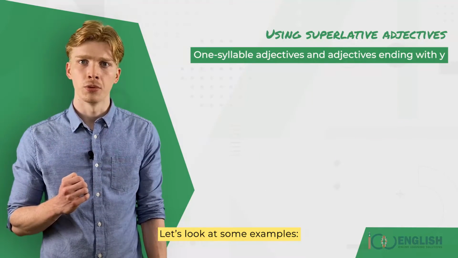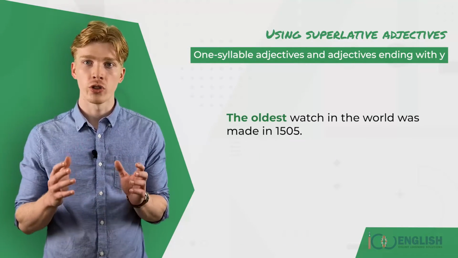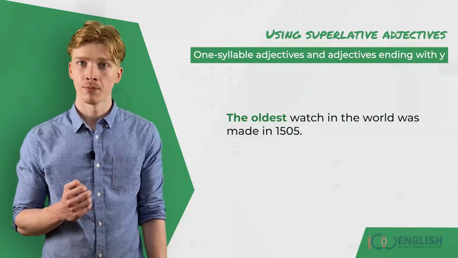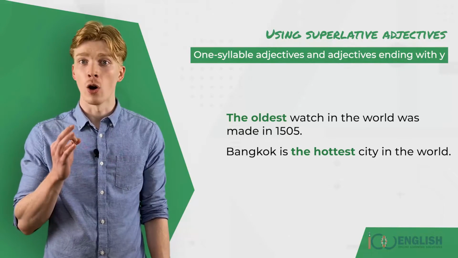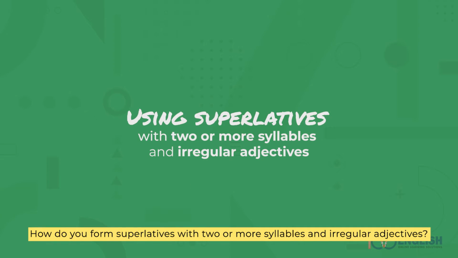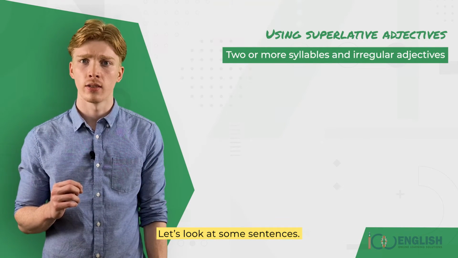Let's look at some examples. The oldest watch in the world was made in 1505. Bangkok is the hottest city in the world. How do you form superlatives with two or more syllables and irregular adjectives? Let's look at some sentences.